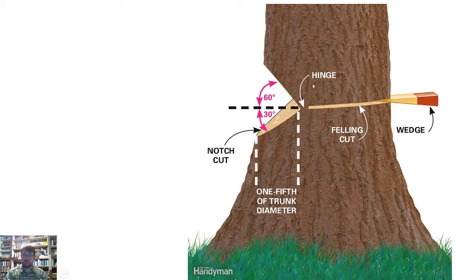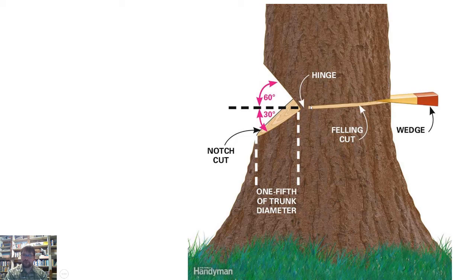If you go too deep, you can cause that back cut to be weak, the hinge to be weak, and the tree might fall the opposite direction that you want it to go. Now, your last cut is what's called the felling cut, or the back cut. Now, you're not going to cut all the way through. You're going to leave a hinge.